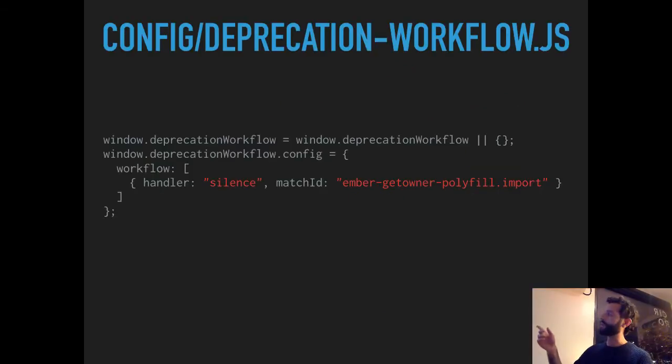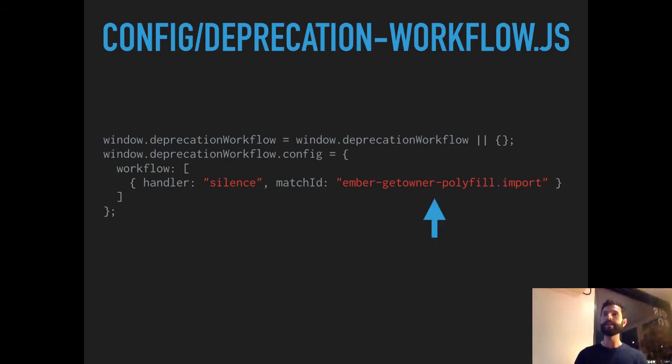So this was the file that we generated out of our test suite. So when I did deprecation workflow.flush deprecations, this is literally what I copy and pasted in here, and I put this into config-deprecation-workflow.js. So what this is doing, the part that we really care about is down here. Within the workflow, we're saying silence this message, which is why we don't see it in the console anymore.